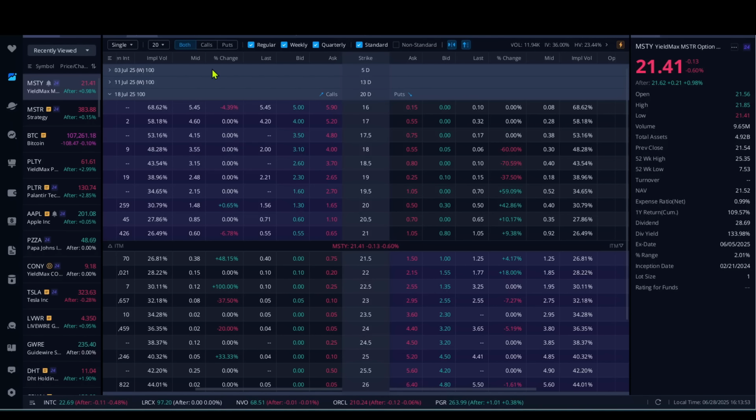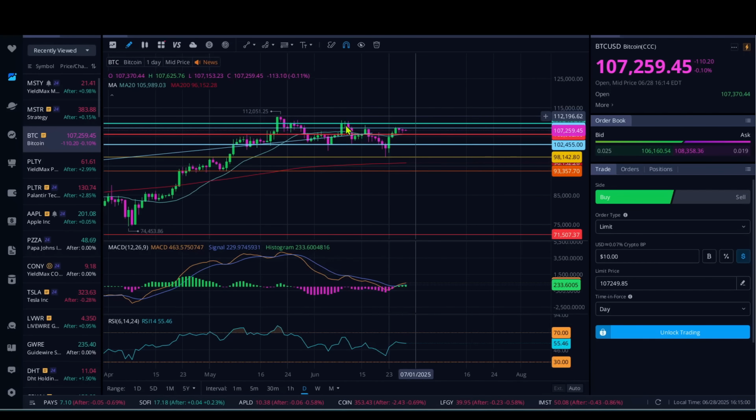Because we can look at the implied volatility here. And as you can see, even for July 18th, we're looking at a 28 and a 26 here. So the implied volatility for these trades at these strikes are pretty low. And as they are low, distributions would be low. And that is mostly just because MSTY has been trading sideways. And we know MSTY's been trading sideways because Bitcoin has been somewhat range bound as well.